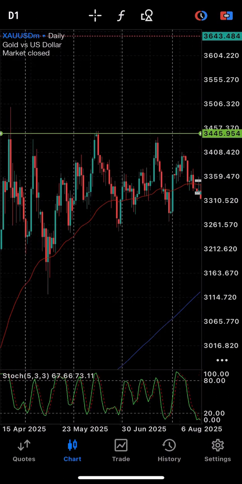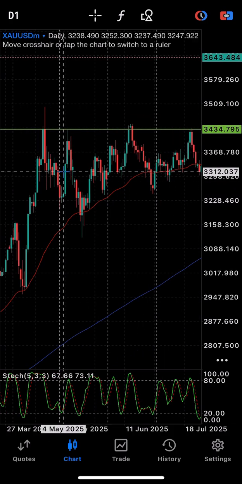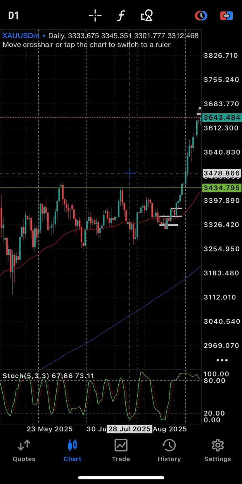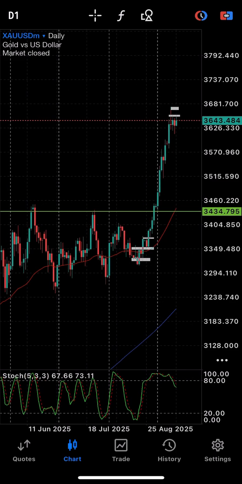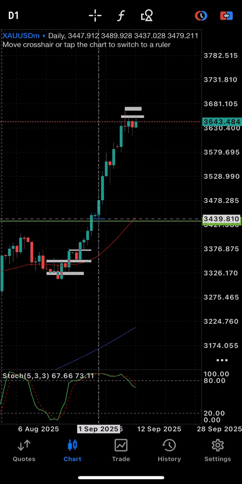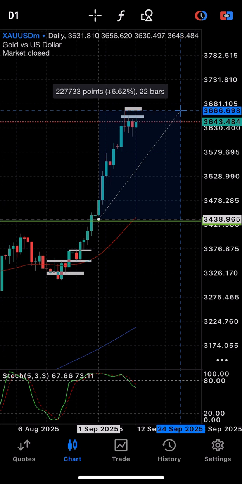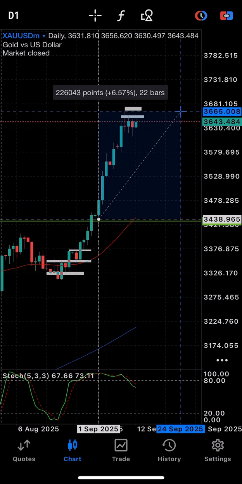So this was the resistance on the daily time frame. You can see the touches 1, 2, 3. It dropped here again from this place, and then finally it broke the resistance, and since then the market has been moving up. Since it broke the resistance, the market has moved over 2200 pips right here.